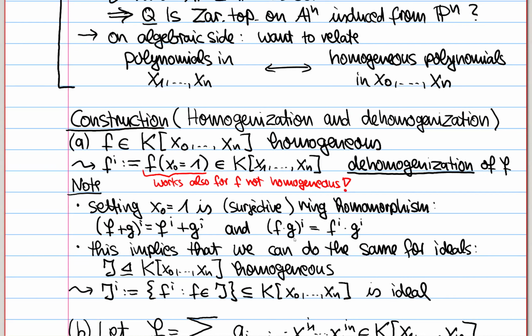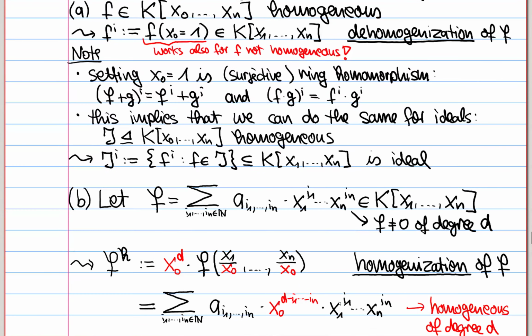And then it's in general true that if you have an ideal in here, then its image under this surjective ring homomorphism is again an ideal. In particular, if you start with a homogeneous ideal J, you get J^i, which is just the set of all f^i for f in J. And this turns out to be an ideal in the ring with n variables.